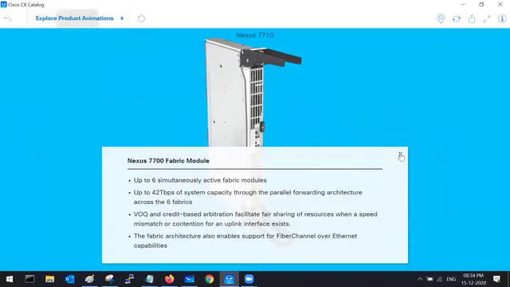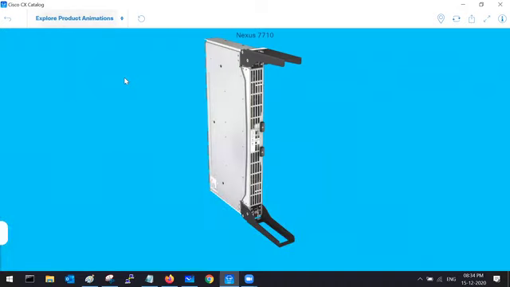To insert the fabric module, does it need downtime or something? No, it is all hot swappable. So everything is hot swappable, in fact. Even if your line cards go corrupt or are not functional, or if your supervisor engine fails and you want to replace it or anything else, everything is hot swappable, guys.